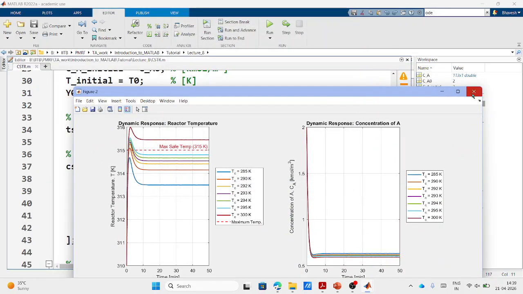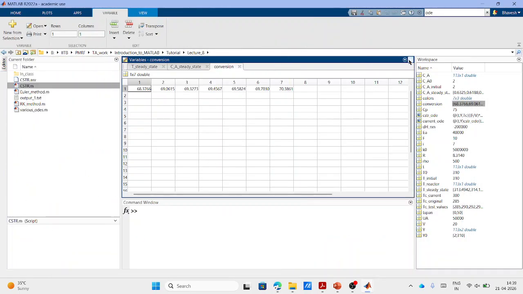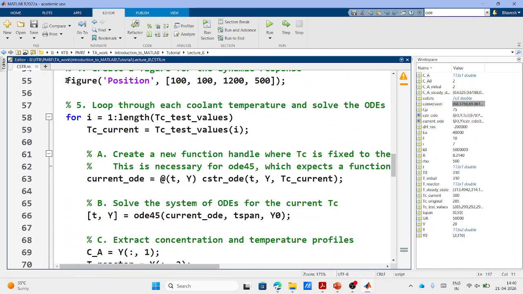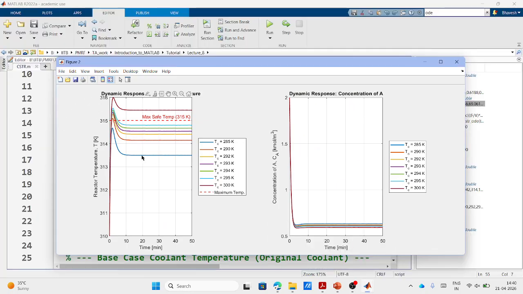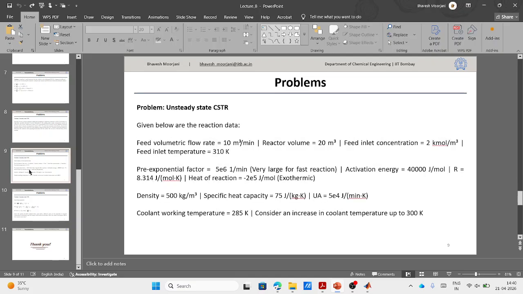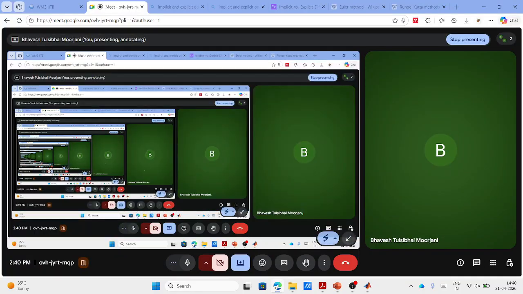Yeah. So this is how you can troubleshoot or understand your system, how it behaves with different perturbations. The same way you can look at it if you want to change, let's say, the feed flow rate or the reactor volume or the inlet concentration, how it will affect your overall dynamics, right? So such sensitivity analysis can be done through MATLAB.